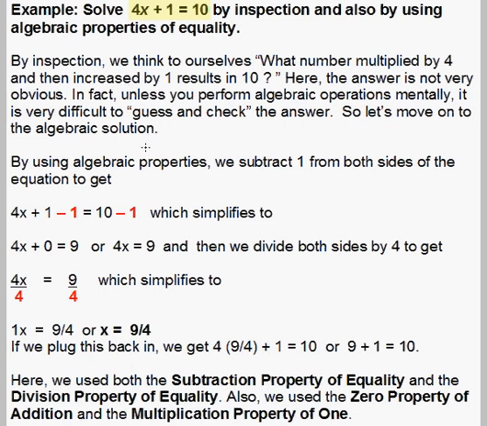So let's jump right to the algebraic properties method. To solve algebraically, we would first subtract 1 from both sides of the equation. And when you do that, the 1 minus 1 gives you 0, the 10 minus 1 gives you 9, and you get the equation 4x plus 0 equals 9. But by the 0 property of addition, we can just rewrite this as 4x equals 9.